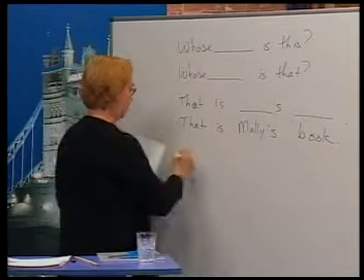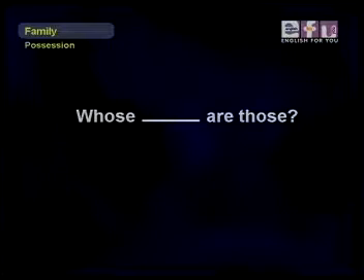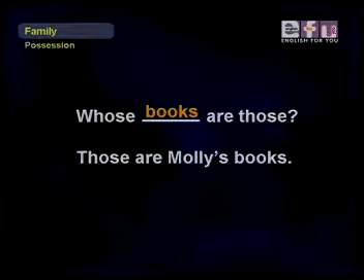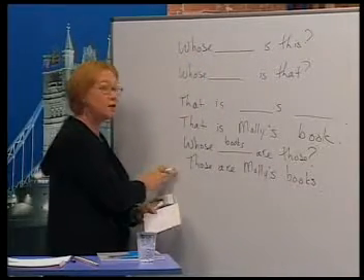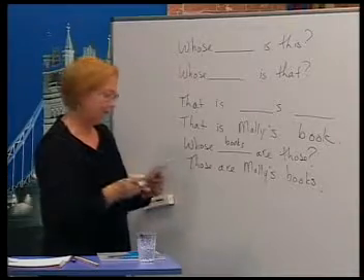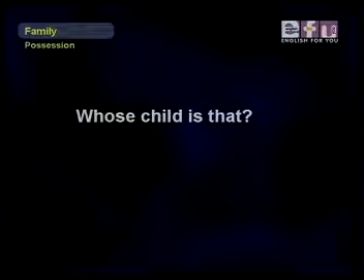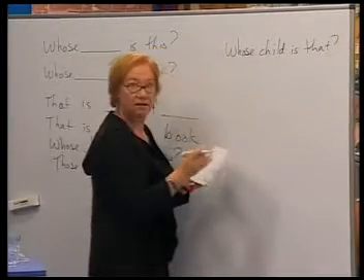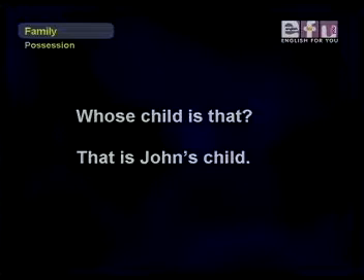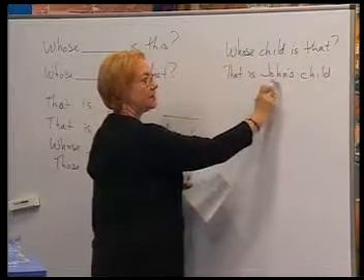Okay? Here's another one. Whose books, for example, are those? Those are Molly's books. Whose books are those? Those are Molly's books. All right? And here's a couple of other examples. Whose child is that? That is John's child. Whose child is that? That is John's child. All right?